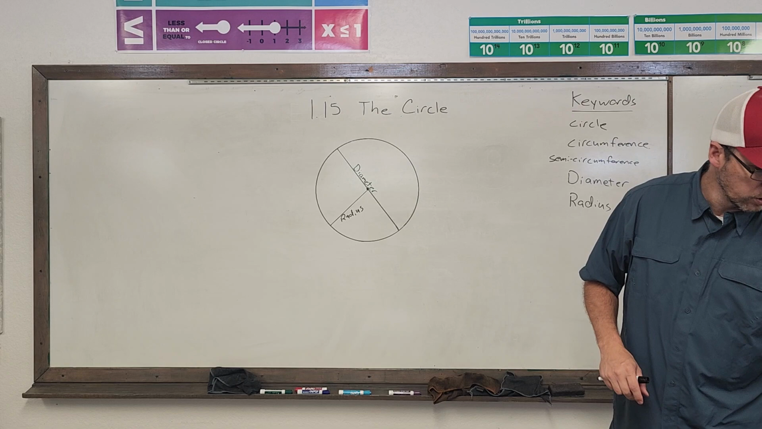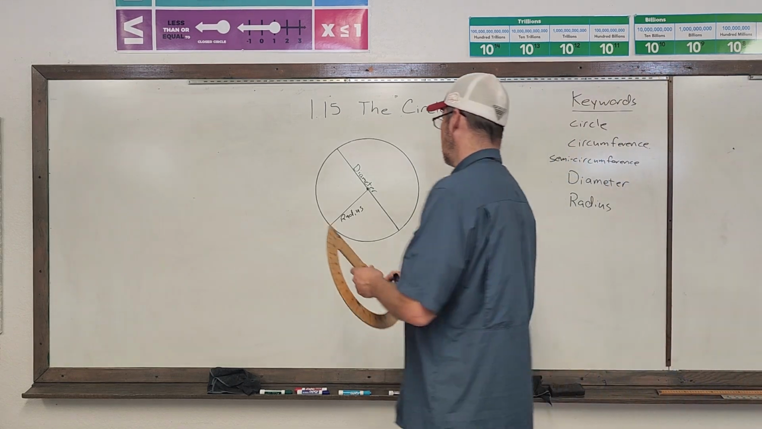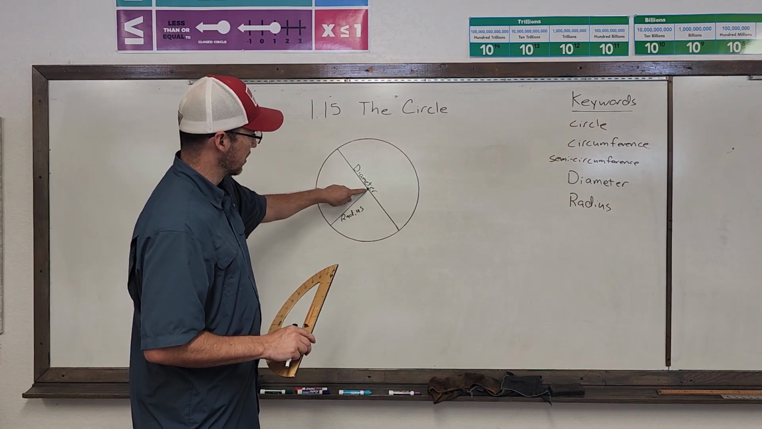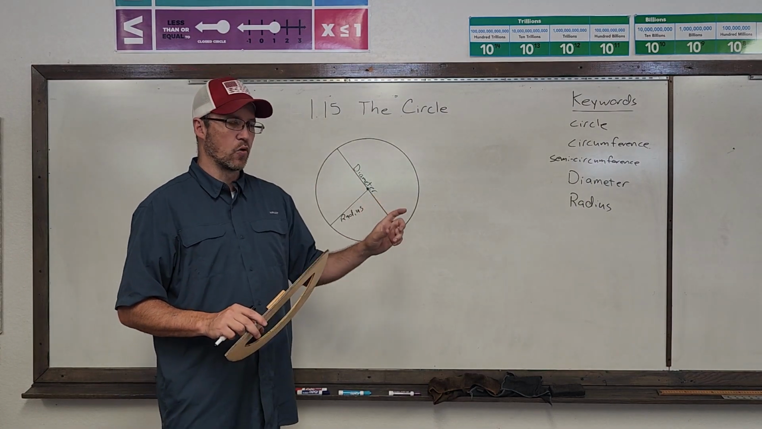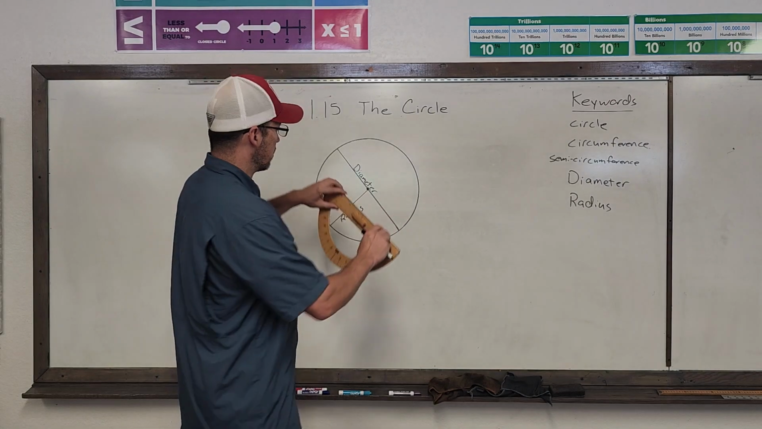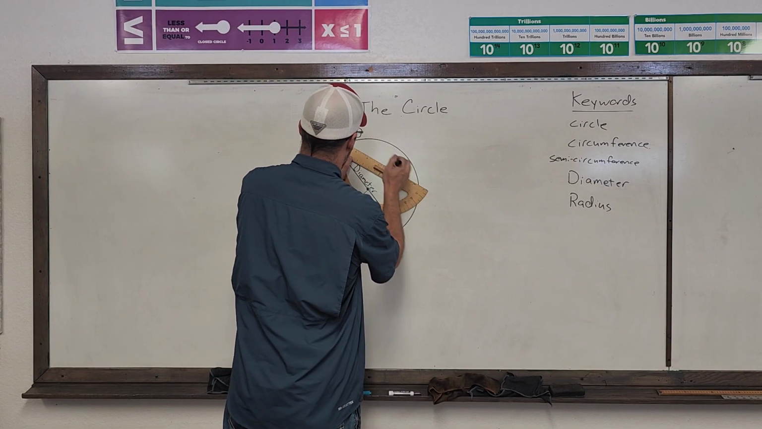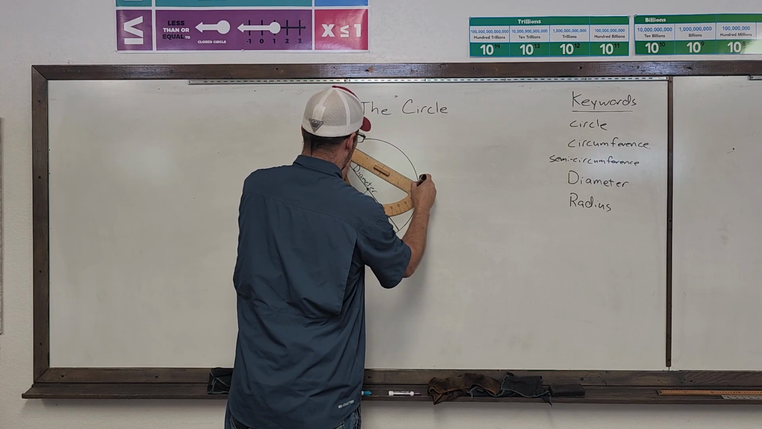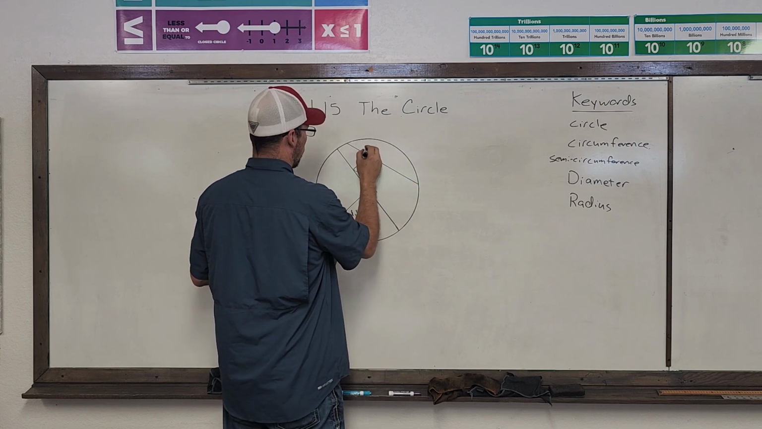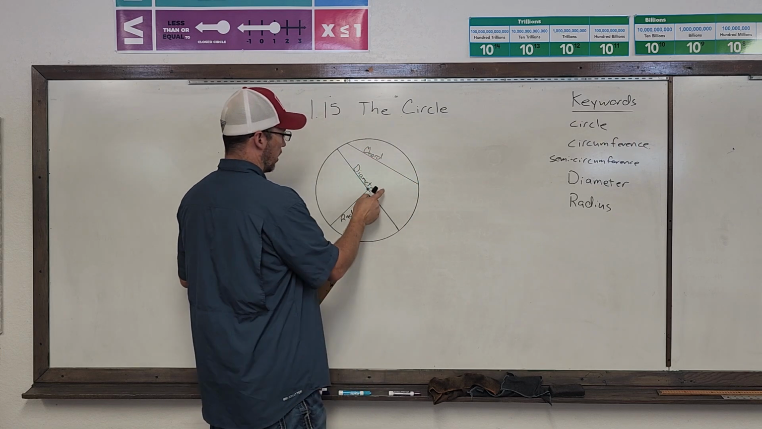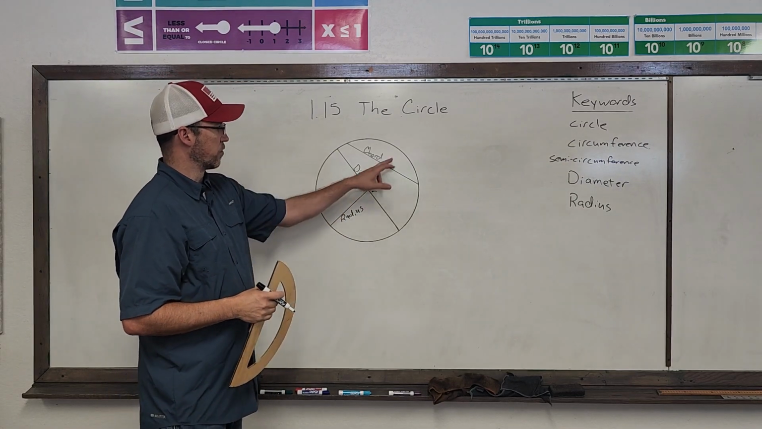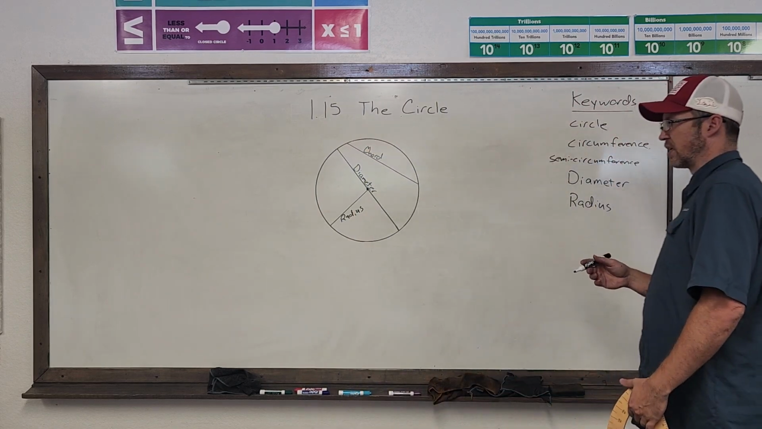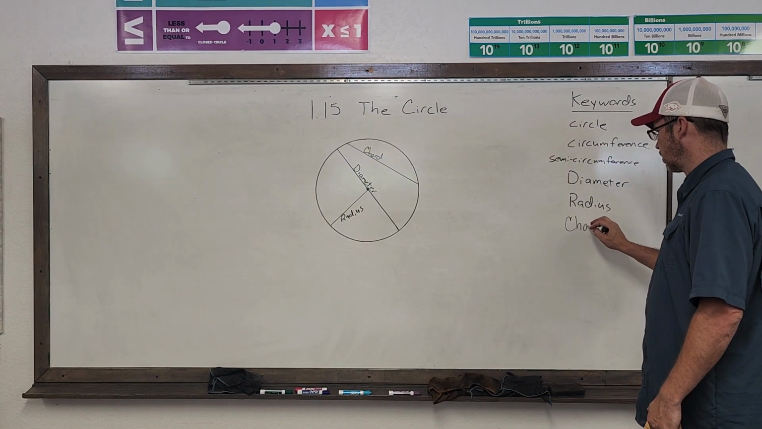A chord could be confused with a diameter, except a chord is a line that goes through the circle, but it doesn't necessarily go through the center. So the diameter is technically a chord because it does touch. Here's a chord. I go from any point on the circle, touching another point on that circle, that would give me a chord. So a diameter satisfies the definition of a chord, but a chord is not necessarily a diameter. You need to know what a chord is.